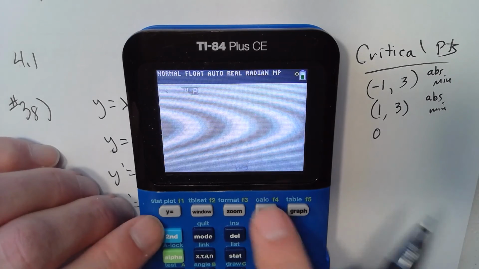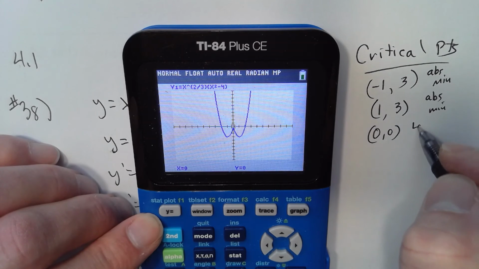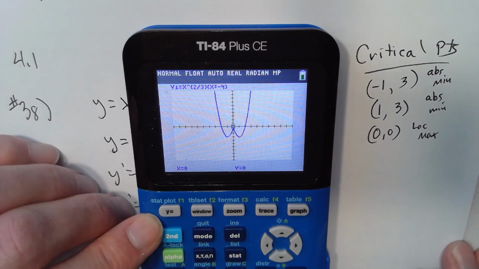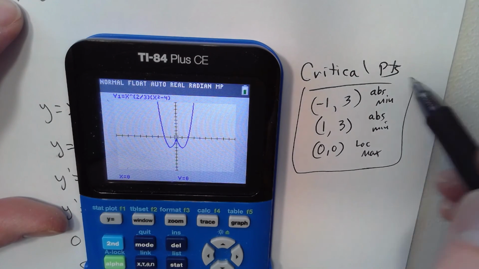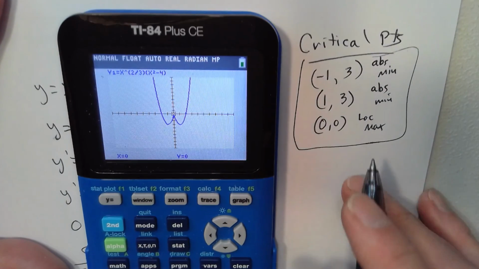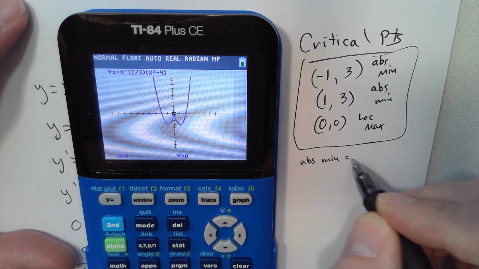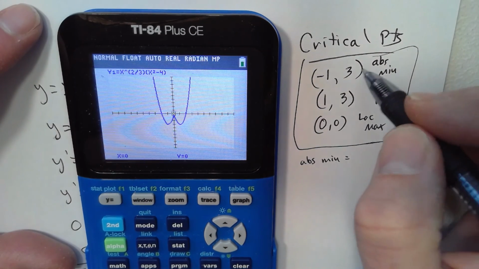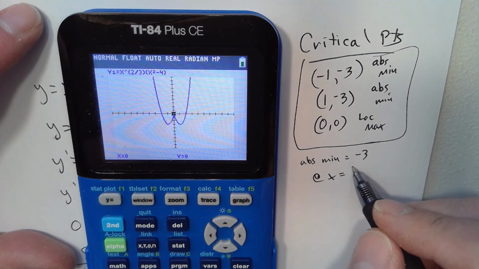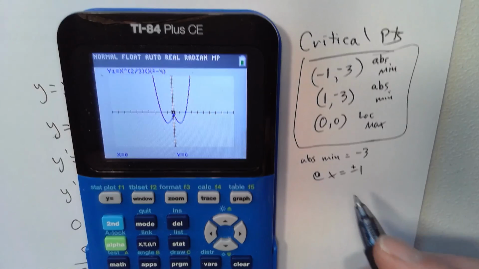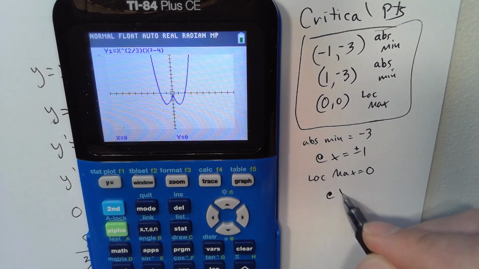And at 0, if I calculate 0, it's also 0. And that's a local max. The best way to write this, like this would all be acceptable. Even better would be an absolute min equal to, oh, that's negative 3, at x equals plus or minus 1, and we have a local max equal to 0 at x equals 0.